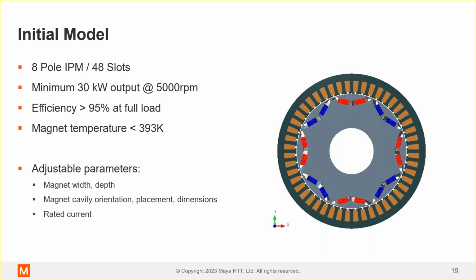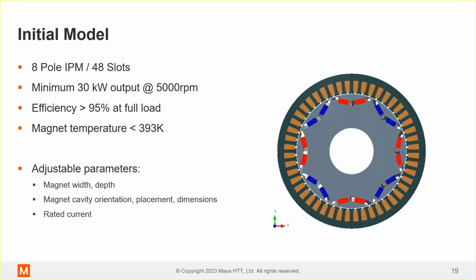And based on the magnet materials that we had chosen for this design, we need to keep the magnets under 393 degrees Kelvin. This is just the point that was chosen by the designers as where we could see problems for demagnetization. That's just to protect the material itself. So we have a couple parameters that we can adjust. The magnet width and depth, so effectively rectangular magnets, their geometry, as well as the magnet cavity geometry. So we can change the orientation, the placement, the dimensions.